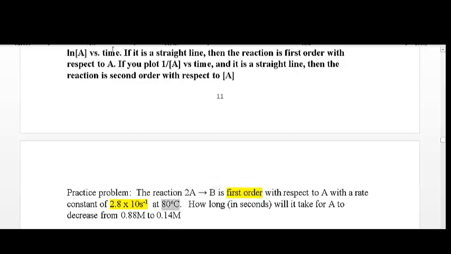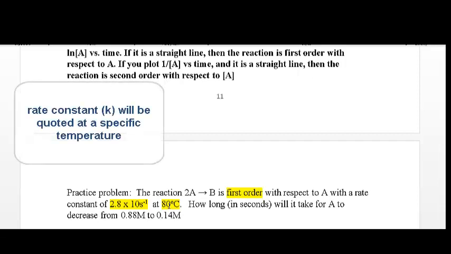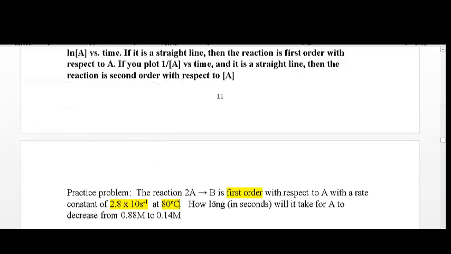So here we have a rate constant, lowercase k, quoted at a specific temperature. You know that vapor pressure is quoted at a specific temperature, and this rate constant lowercase k will also be quoted at a specific temperature. So how long in seconds will it take for A to decrease from its initial concentration of 0.88 molar to its final concentration of 0.14 molar? So it's a decay, right? So obviously you're going to go down in concentration. This time it's asking how long will it take to go from 0.88 to 0.14 given this rate constant for this reaction.